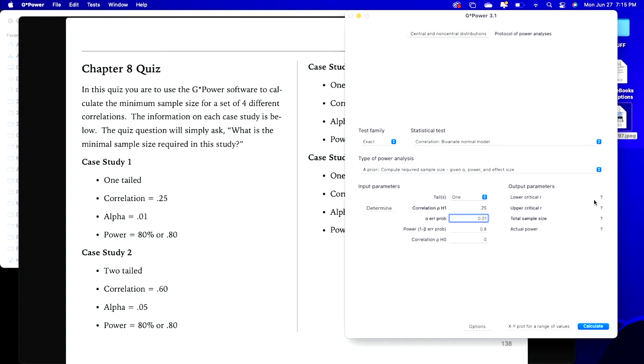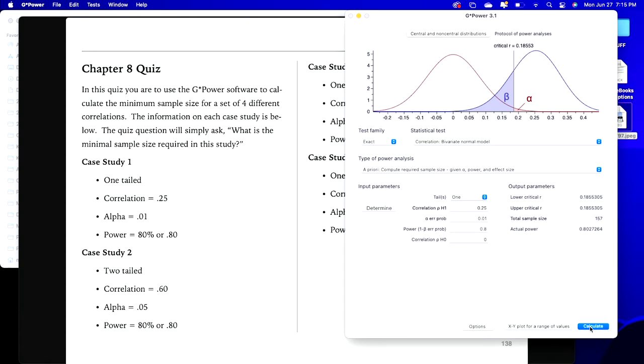And you look over here, all these questions over here are soon to be answered. I press calculate, and right there, you see the critical r is 0.18. The sample size right there is 157. In order for this kind of statistic to hold water and have enough power, I need 157 people to sample.